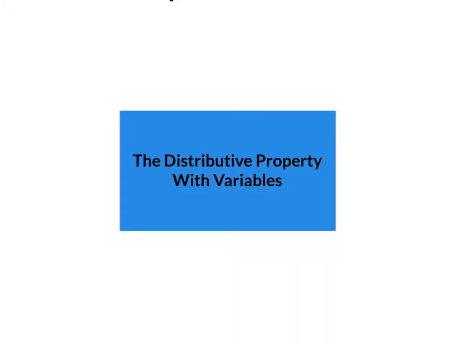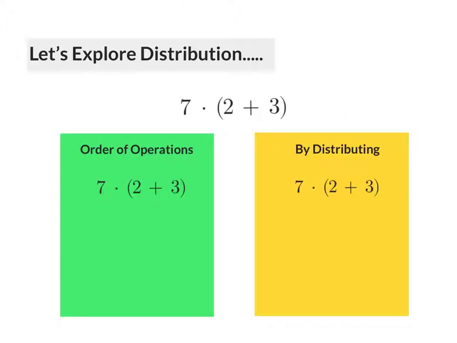In this video, we're going to look at how to use the distributive property with variables. Let's explore distribution. We'll use the expression 7 times the sum of 2 plus 3. First, we'll simplify the expression using the order of operations.